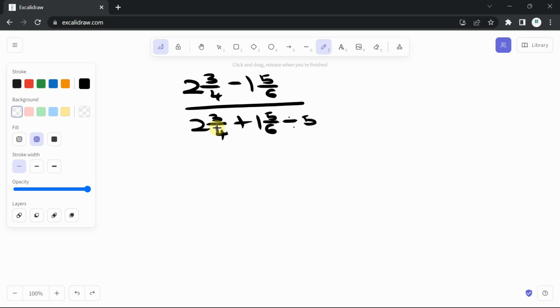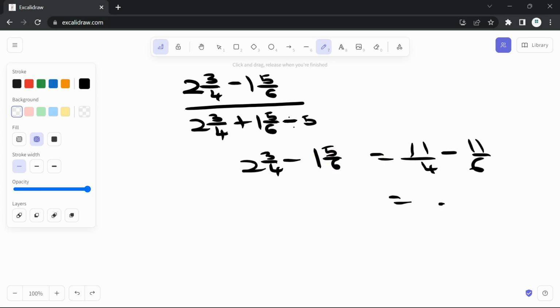Let's take the top first. So that will be 2 whole number 3 over 4 minus 1 whole number 5 over 6. Right, so how can we resolve this? Change this to improper fraction and solve. Welcome back. So let's solve it together. So 4 times 2 is 8. 8 plus 3 is 11. So 11 over 4 minus 6 times 1 plus 5, that is 11 over 6.